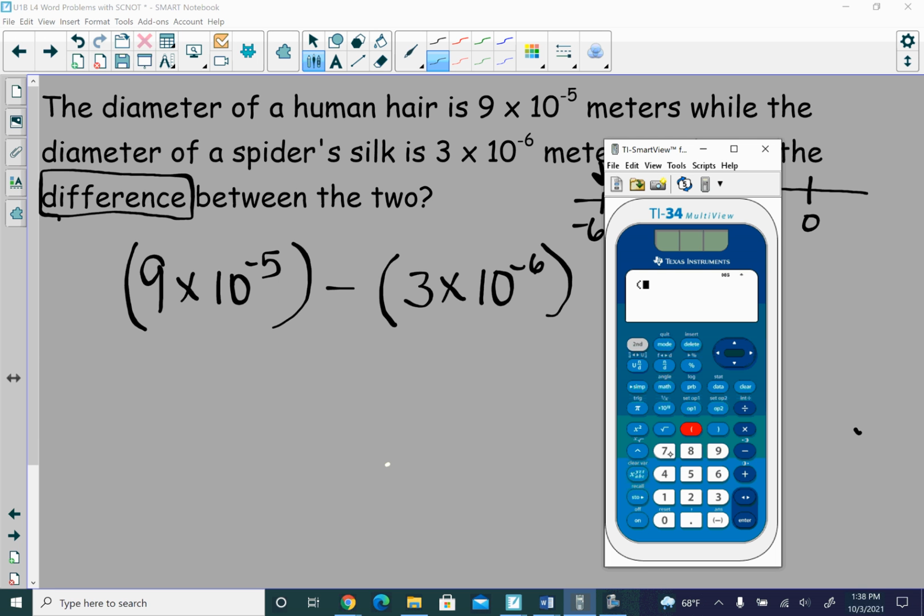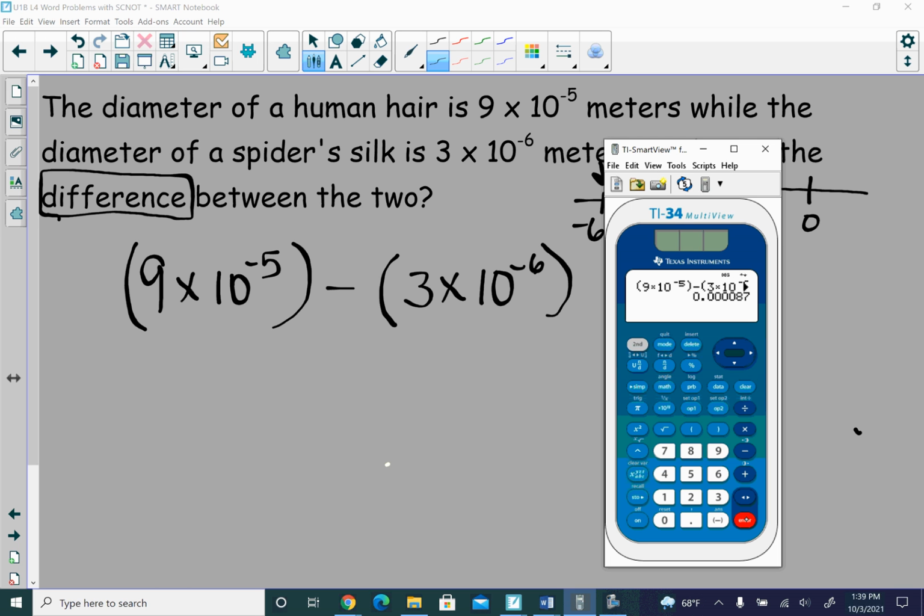So human hair is thicker than the spider silk, but I'm going to, in parentheses, put 9 times 10 to the negative 5th. Arrow out of that exponent. Then I'm going to subtract. Don't forget the actual operation in there. And then 3 times 10 to the negative 6th. Arrow out of that exponent. And we get our answer.